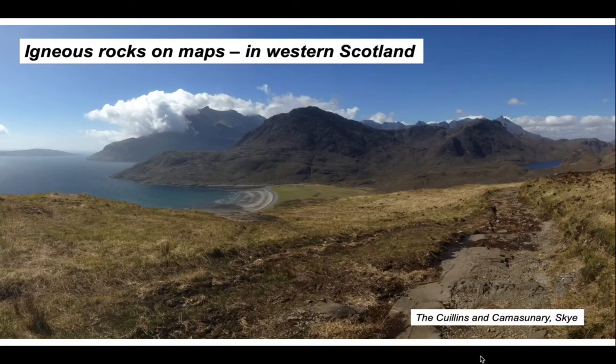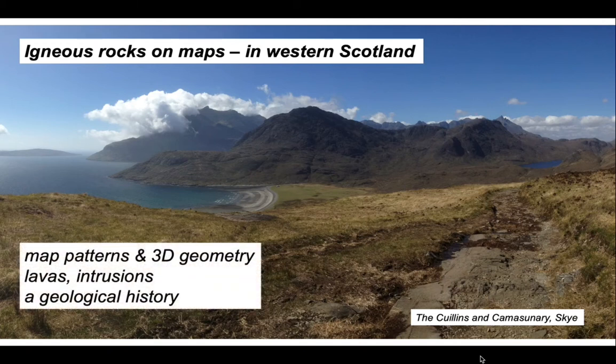We're looking onto the Coolins on the Isle of Skye in Western Scotland. This area, and others like it in Western Scotland, are the birthplace for many of the ideas we use to interpret the deep structure of volcanoes, so-called subvolcanic complexes. And this understanding comes from mapping that was carried out in the early part of the 20th century. What we're going to look at here are some of the map patterns that came from that mapping and use them to infer the 3D geometry of a number of features.